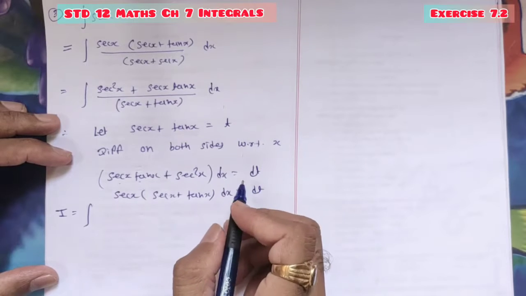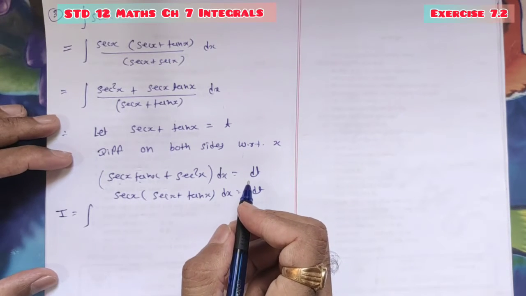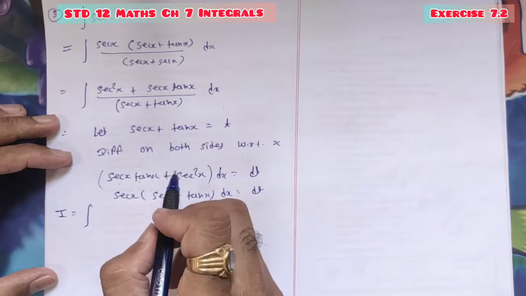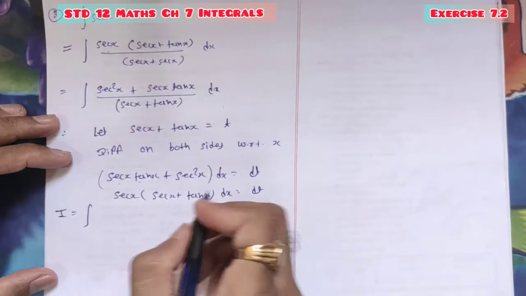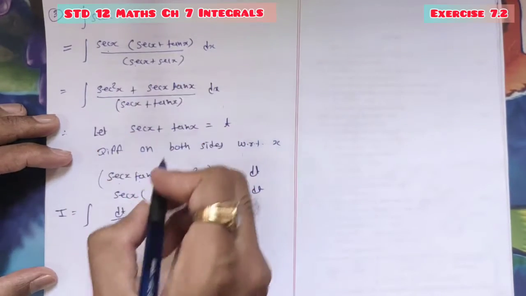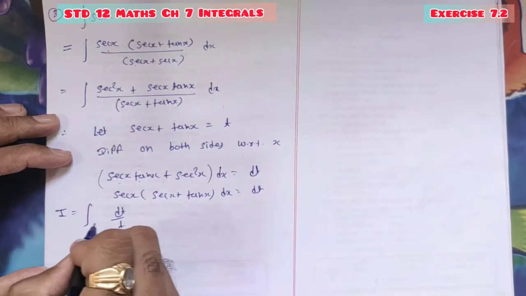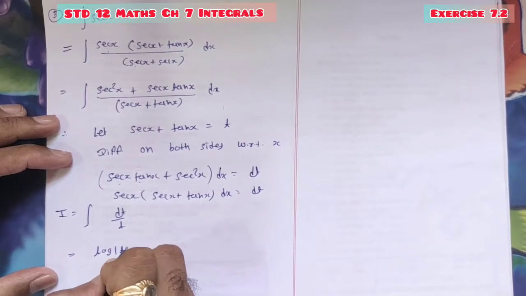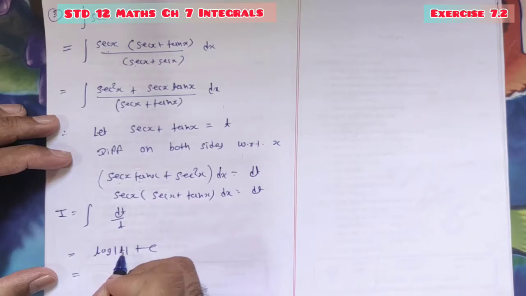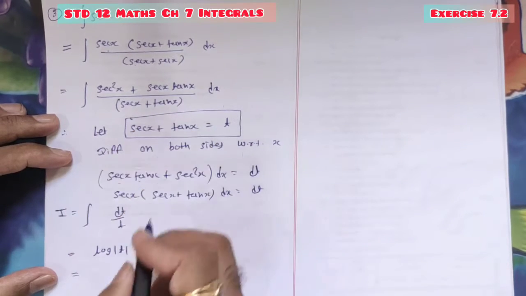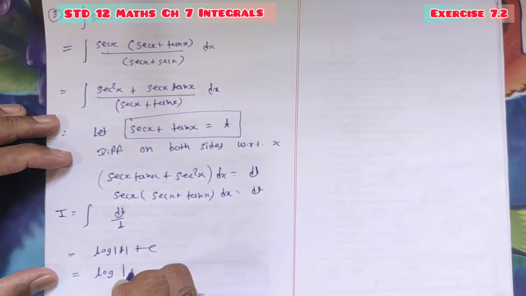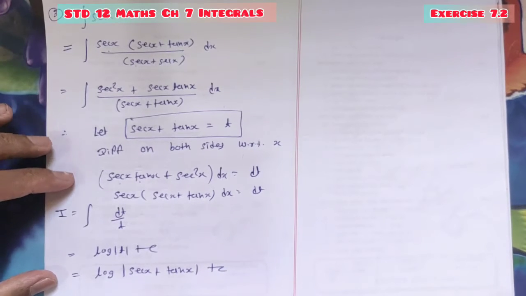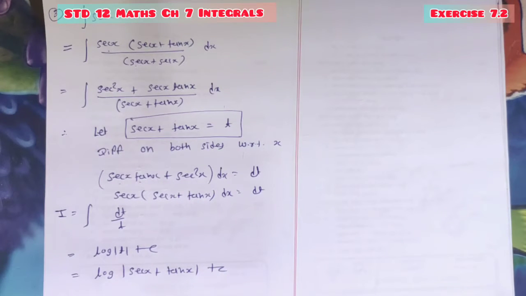This is our numerator, so that numerator equal to dt. What we can write dx, right? Look, the whole thing: here is sec x tan x dx, which is equal to dt upon sec x tan x, this is our t. So integration of 1 upon t with respect to t is log mod t plus c. What is t? Sec x plus tan x. So this is log mod sec x plus tan x plus c. So this is our third formula.